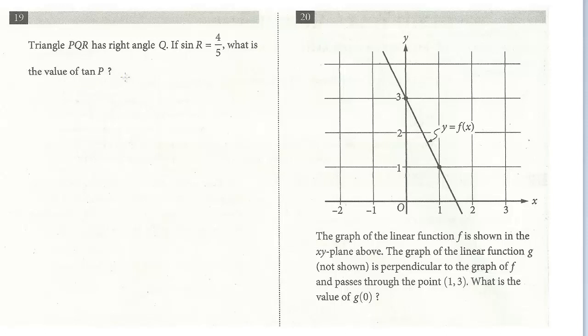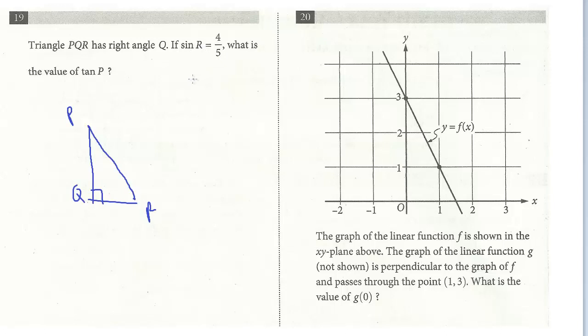So typically there's one basic trig question on the SAT, usually not at all on the PSAT, and most of the time it's just a basic Sohcahtoa like this one. Let's go ahead and sketch it out. So we've got a right triangle PQR, with the right angle at Q. Sine of R equals 4/5.